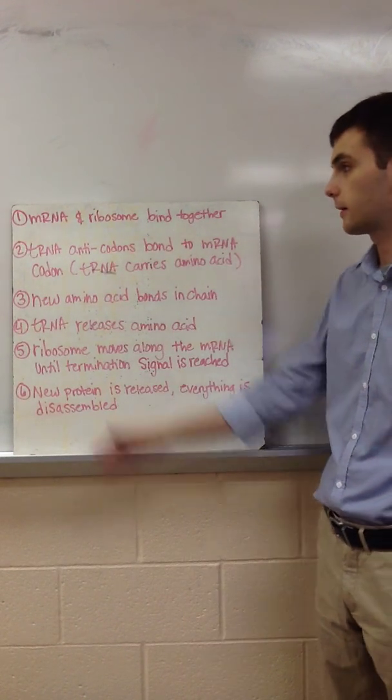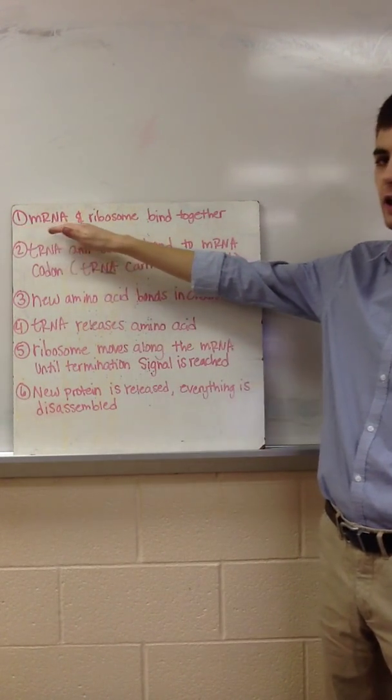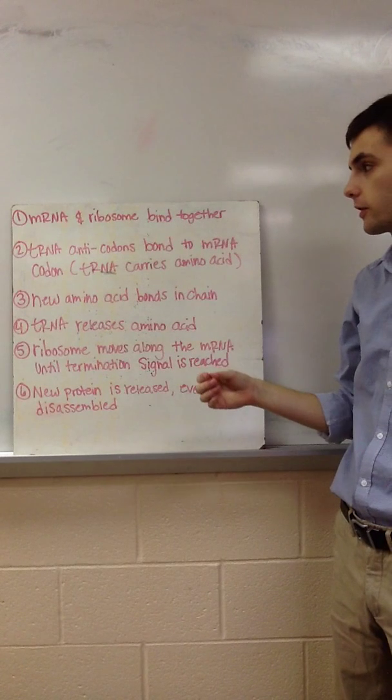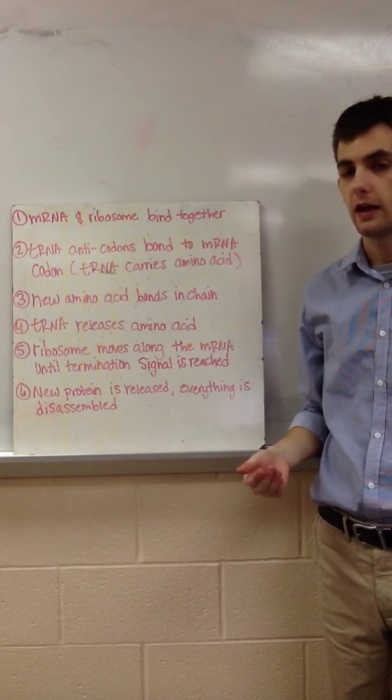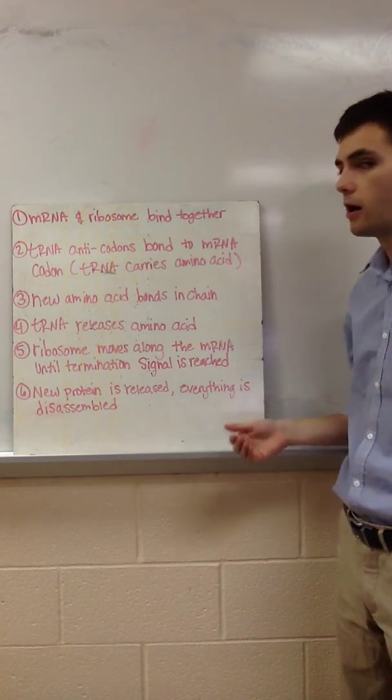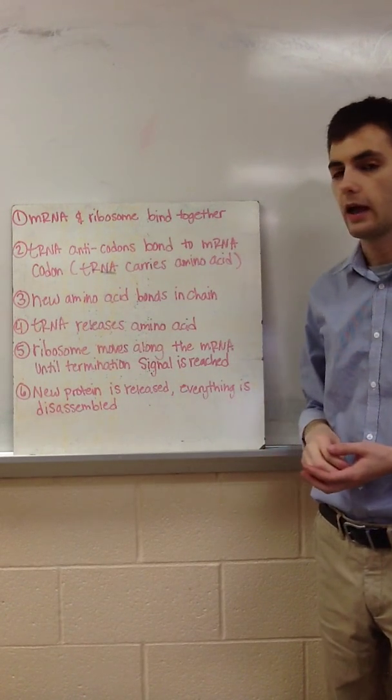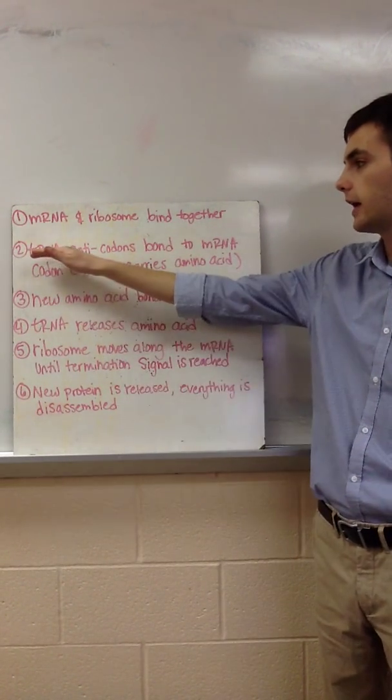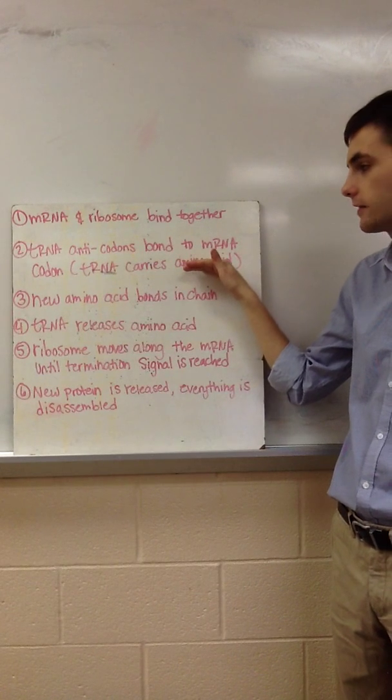Translation will occur in 6 steps. The first is that mRNA and the ribosome will bind together. The tRNA anticodons will bond to the mRNA codon. And that's important because the tRNA also carries the amino acid.